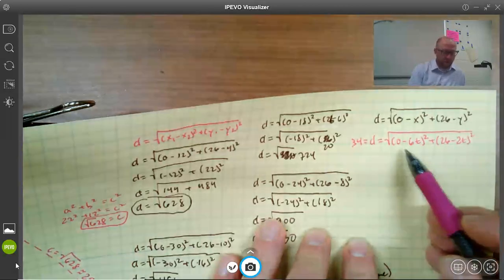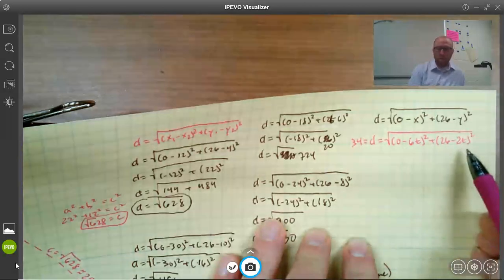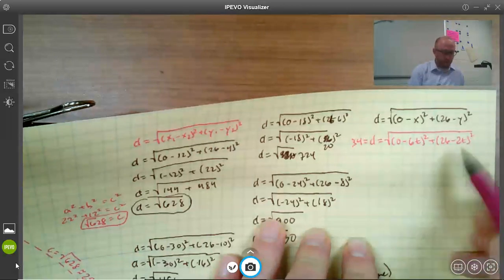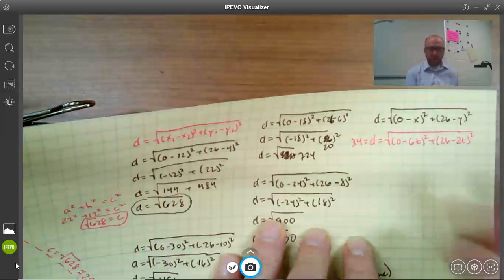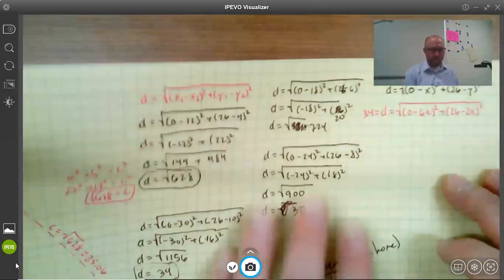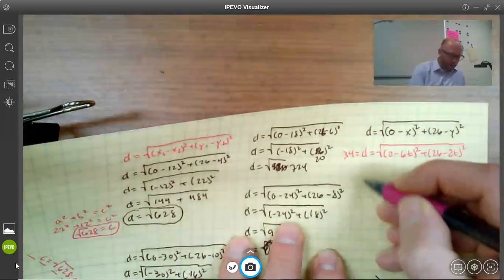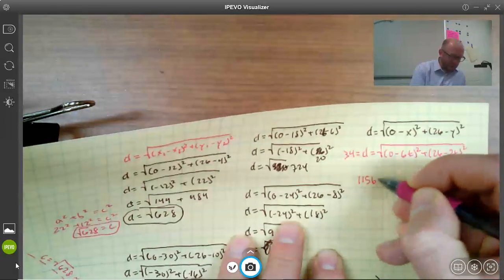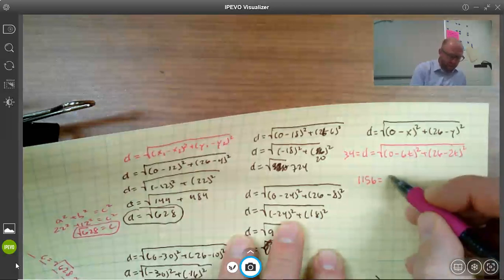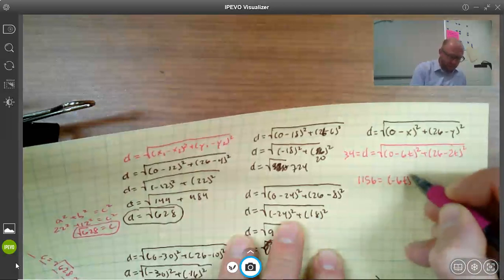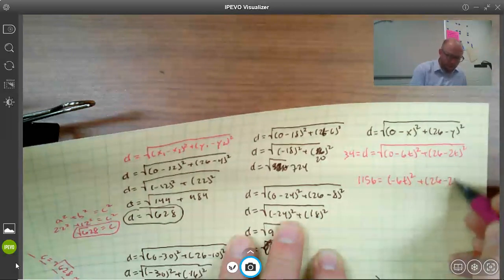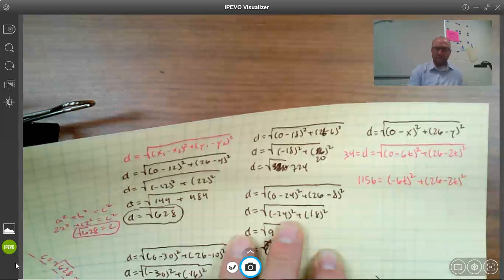When does 34 equal, or what value of t will give us 34? So first thing we need to do is square both sides of our equation. I'm kind of leaving the d out here. And we already know that 34 squared is 1156. So we've got 1156 equals, and this 0 minus 6t is just going to become negative 6t squared plus 26 minus 2t squared.